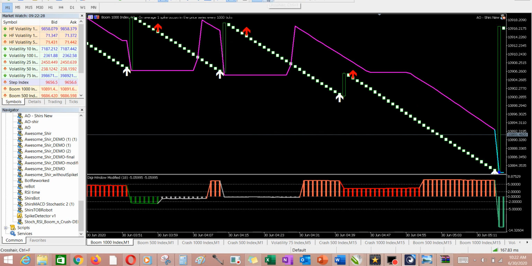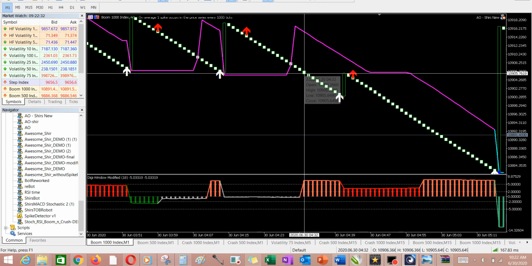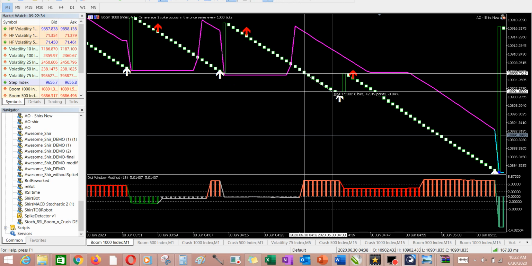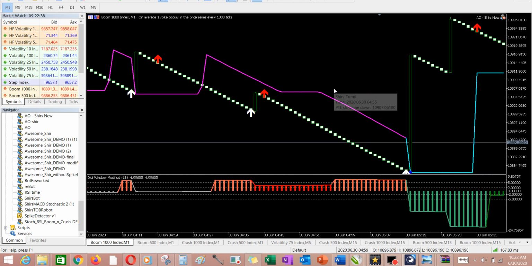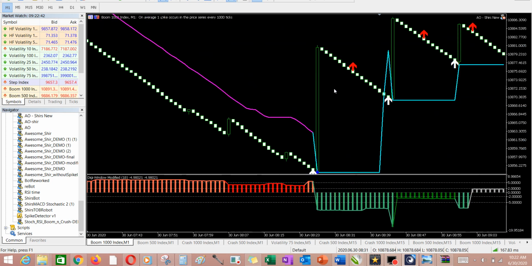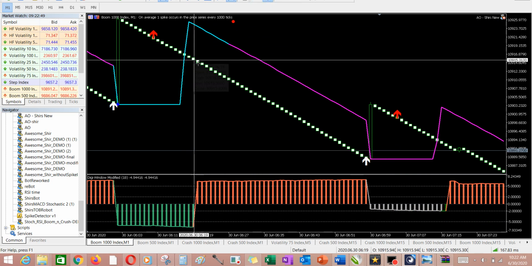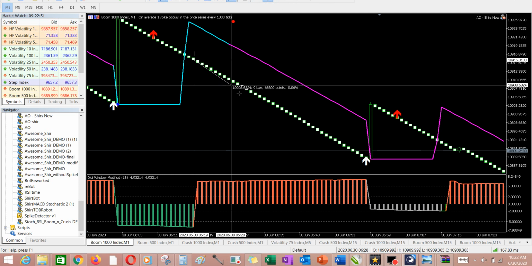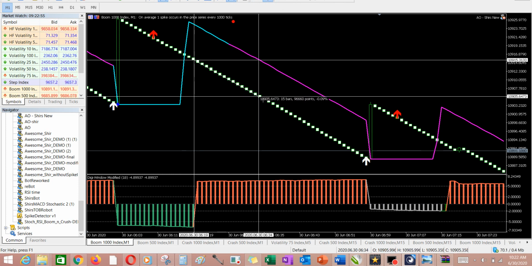Let's see another opportunity. There is another opportunity here. You can also come in and exit the market here. So you can plan your way around this. Boom 1000 is more of a downtrend. You can see what a mighty downtrend here. You can come in here and exit the market just below, before the support level.